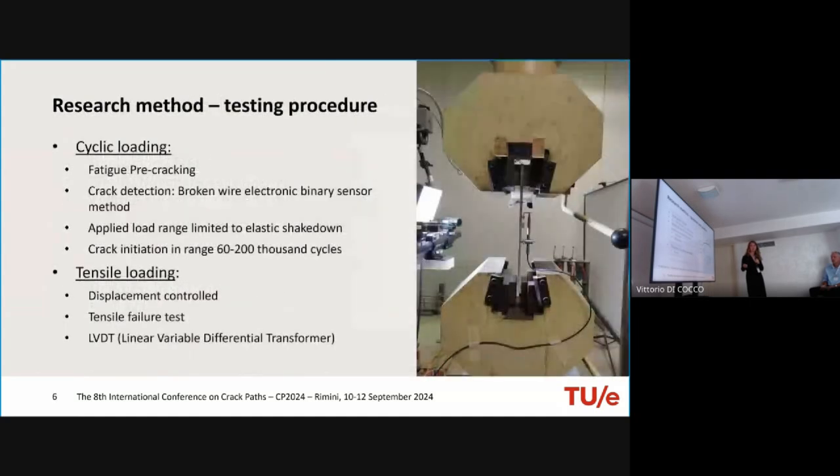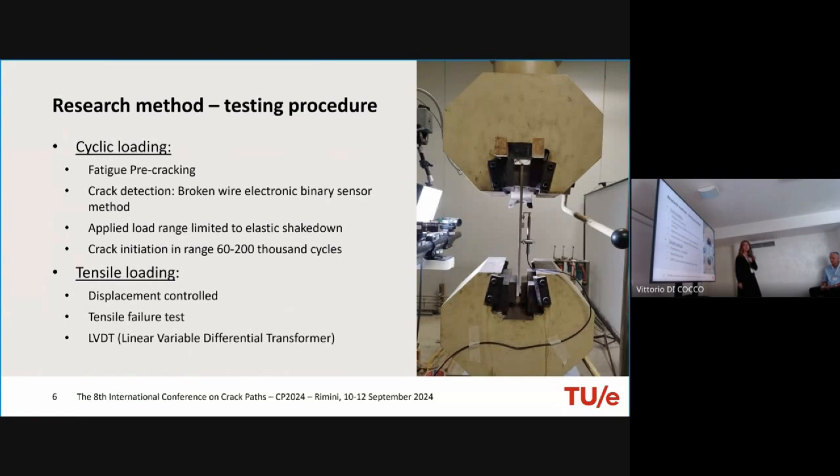Okay, so all the experiments are performed in the laboratory of the Technical University of Eindhoven, and for both cyclic loading and tensile loading, we use a Schenck hydraulic universal testing machine, like displayed on this picture. For the pre-cracking, we use a crack detection method called the broken wire electronic binary sensor method. I will show that on the next slide as well. The applied load range is different for all three specimens because they have differences in their cross-sectional area, but also in the stress intensity factors around their holes.